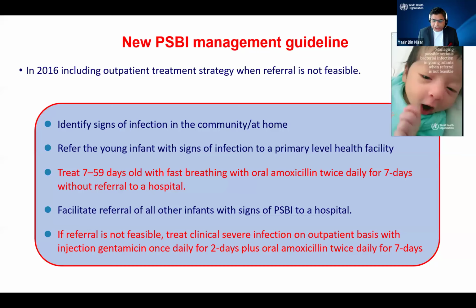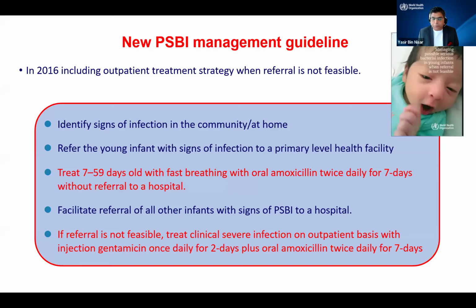However, we changed one important thing from the last IMCI. That is, the 7 to 59 days old with only one sign, fast breathing, they don't need hospitalization actually. They can be treated with oral amoxicillin twice daily for 7 days without referring to the hospital. So at least if you ask me, at least in PSBI, there are 15 to 20% of the cases where only the fast breathing sign was present, no other sign was present. So we actually exclude 20% of the young infants who actually don't need hospitalization for their treatment.